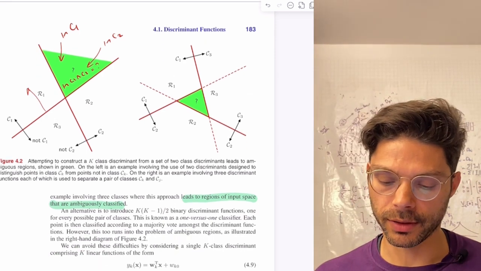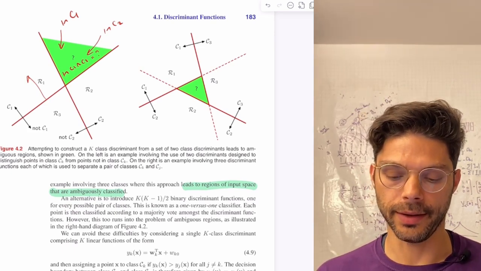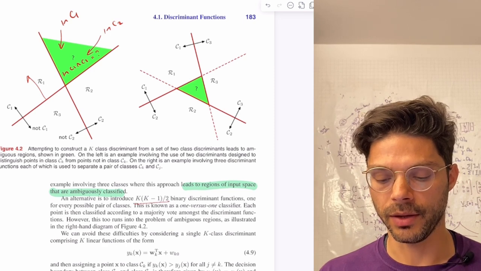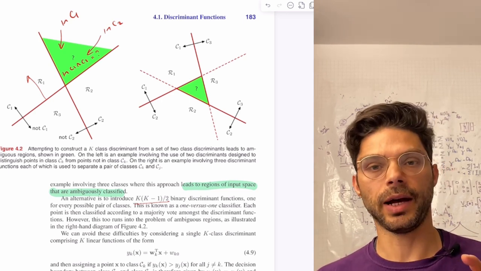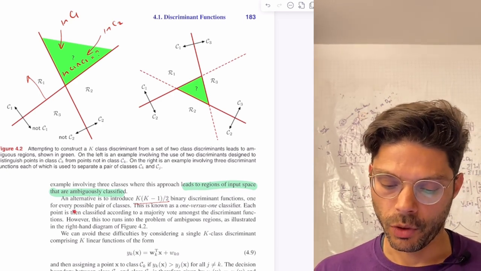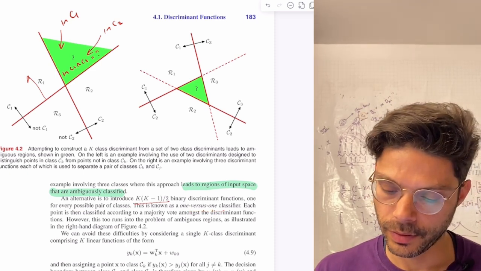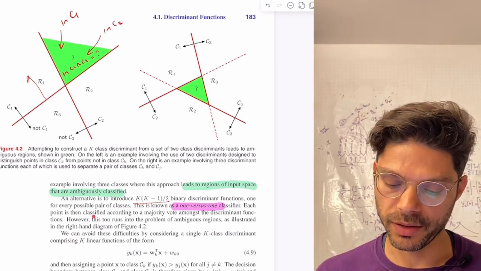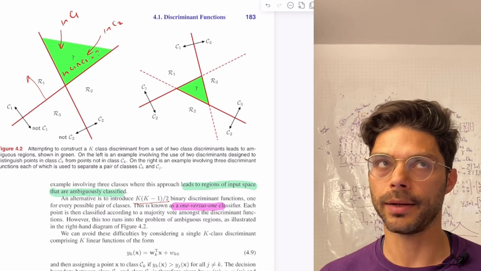An alternative is to introduce k(k-1)/2 binary discriminant functions, one for every possible pair of classes. That's where this comes from: there's k, and you pick k minus 1, and you don't distinguish x versus y and y versus x, since they're the same classifier, so that's the divided by 2. This is known as the 1 versus 1 classifier. Each point is then classified according to a majority vote amongst the discriminant functions. I think I have used this back in the day on one of the papers.